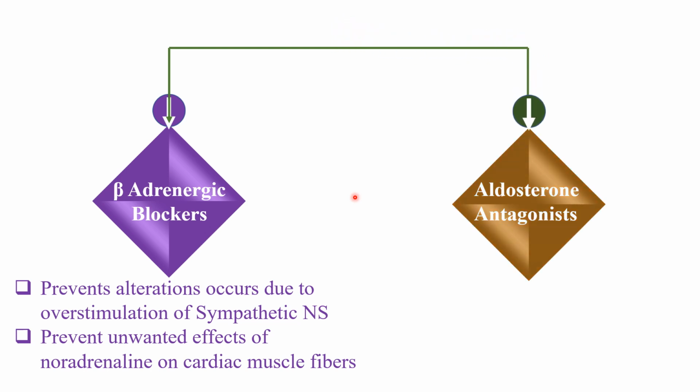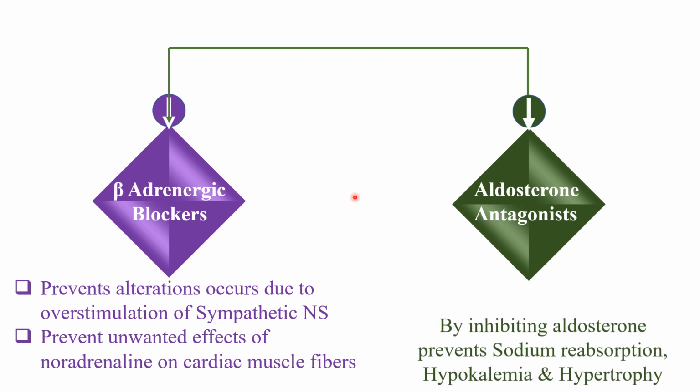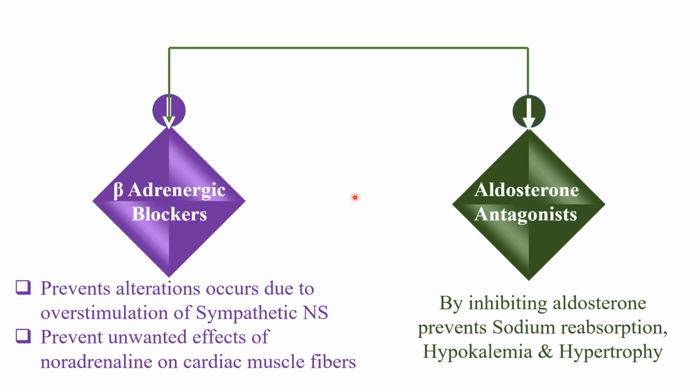Patients with severe heart problems may have increased levels of aldosterone due to the activation of angiotensin II. In this case, aldosterone antagonists such as spironolactone can be preferred. It prevents sodium reabsorption, hypokalemia and hypertrophy. Hypokalemia is nothing but decreased potassium concentration. In hypertrophy, heart muscles are thickened and it makes it harder for the heart to pump the blood.